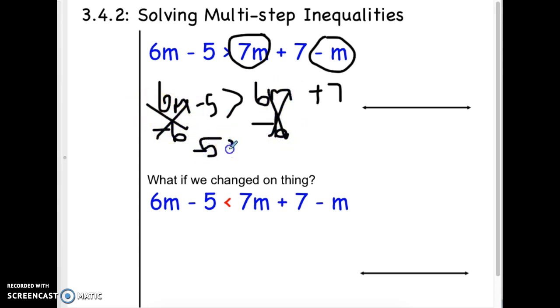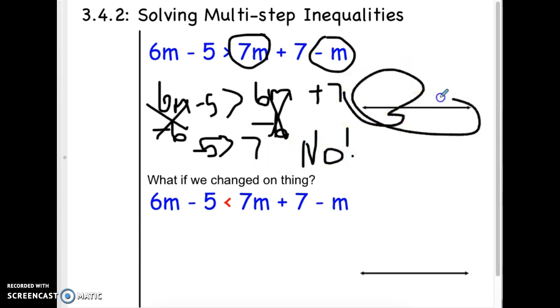Now you have to look at this statement. Here's negative 5, and it's greater than 7. Is that a true statement? And hopefully you're saying, no, this is false. And if this is false, you can't even go up here. You can't even do anything with the graph because there's no solution.